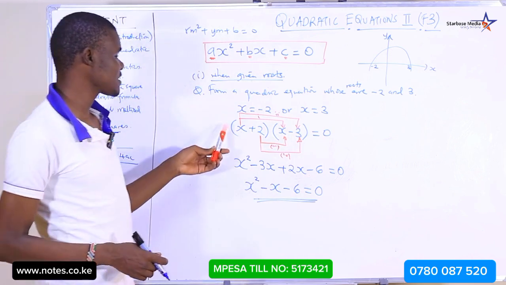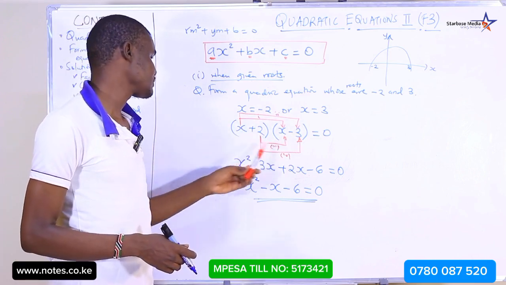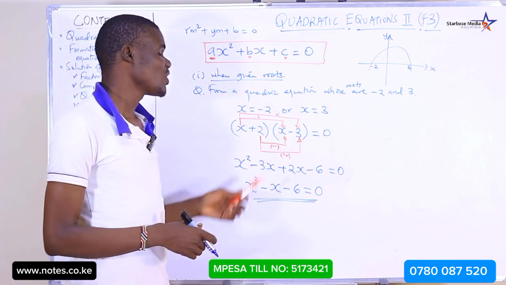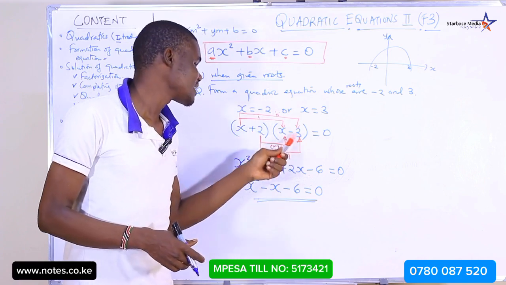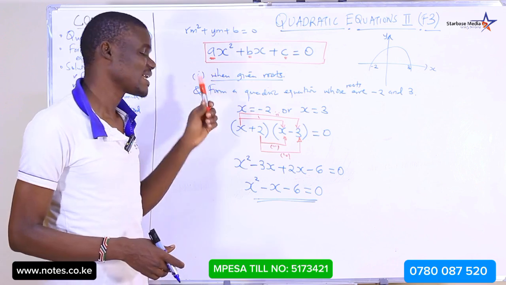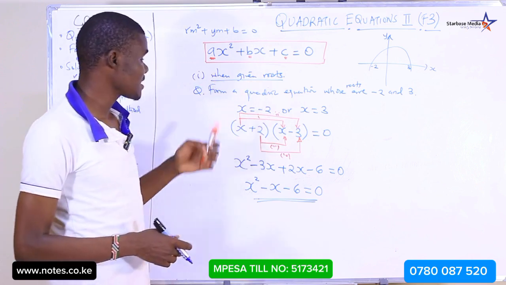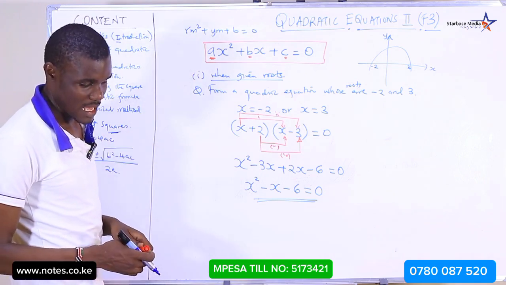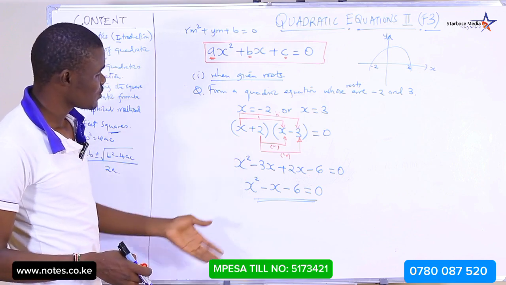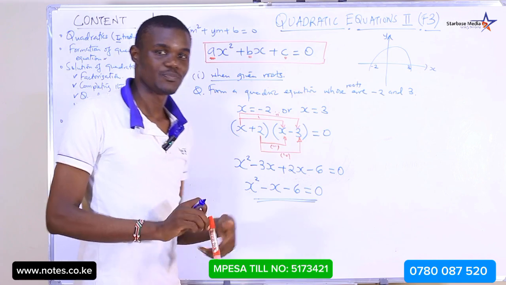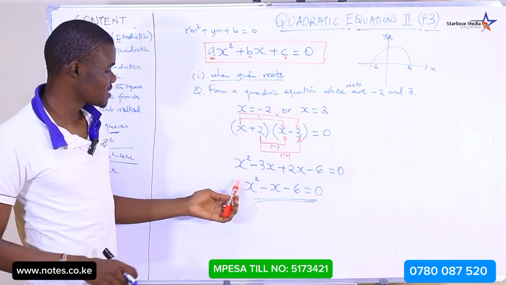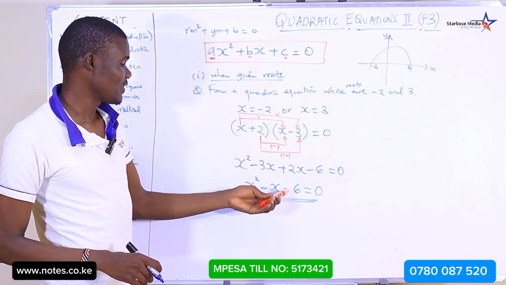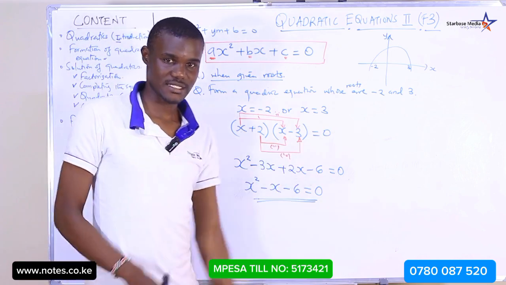So the most important thing is that as you are multiplying, take keen note of the signs, because when you multiply a positive by a negative, the answer is a negative. When you multiply a negative by a negative, the answer is a positive. So you need to take keen note of that. So just by doing that simple multiplication, we are able to come up with the quadratic equation. You can see here the coefficient of x squared is 1, the coefficient of x is -1, and c is -6.